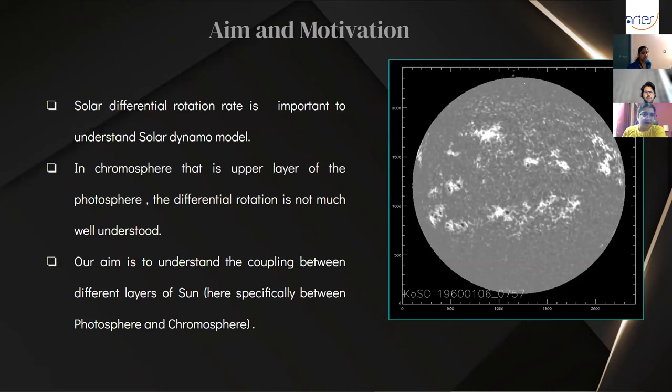To understand the solar dynamo model, the solar differential rotation rate is very important. Many studies have been done on the solar differential rotation rate in the photospheric layer. But in the chromosphere, the upper layer above the photosphere, the differential rotation rate is not well understood. So our aim is to understand the latitudinal differential rotation rate in the chromospheric layer, and also the coupling between the different layers of the Sun, specifically between the photosphere and the chromosphere.